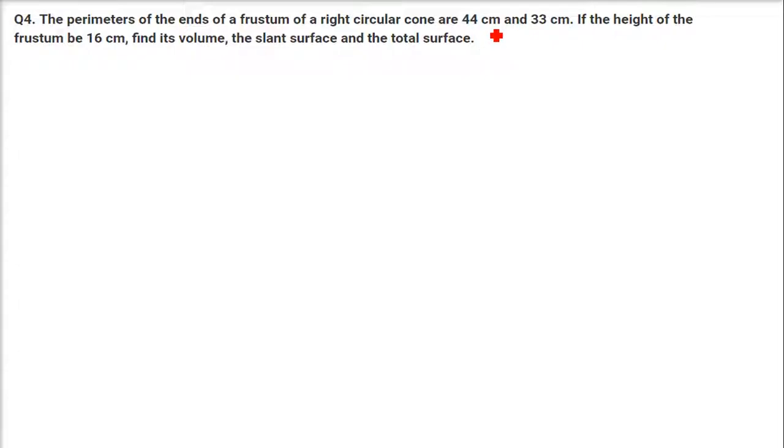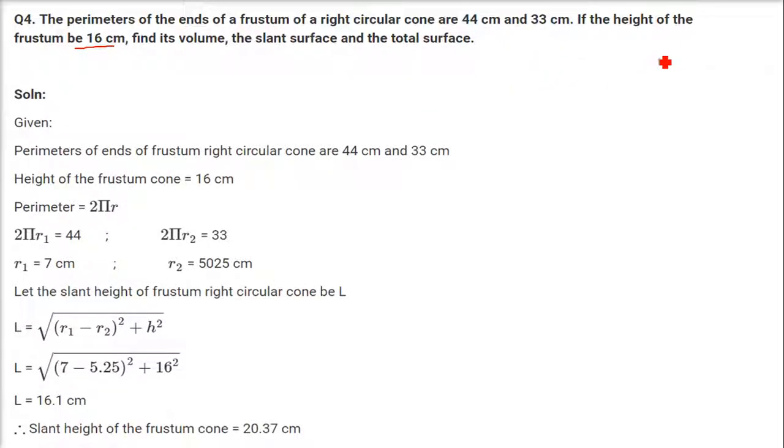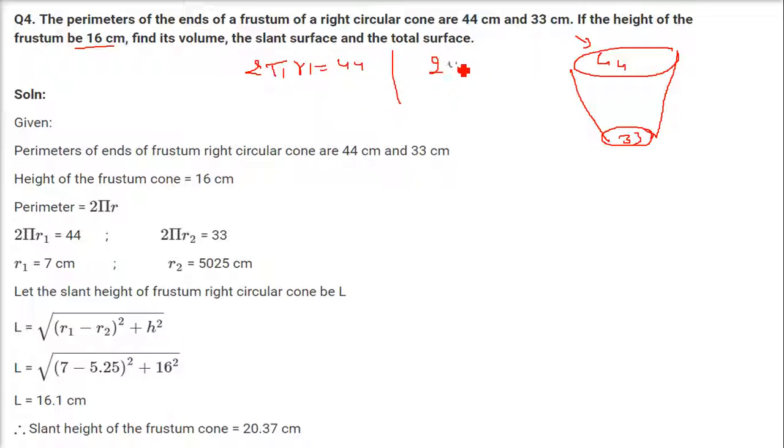The perimeters of the ends of a frustum of a right circular cone are 44 and 33. If the height of the frustum is 16 centimeter, find its volume, the slant surface, and the total surface. So here again we have a frustum. Now the perimeter of the upper one is 44 and perimeter of here is 33. So this is 2 pi r1 is 44 and 2 pi r2, that is circumference of this one, is 33.